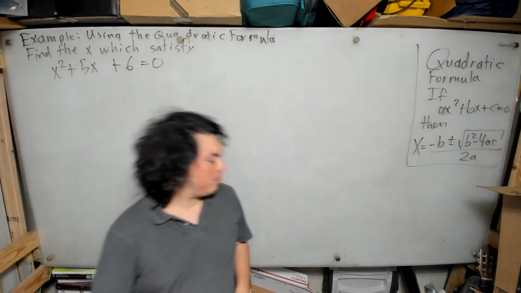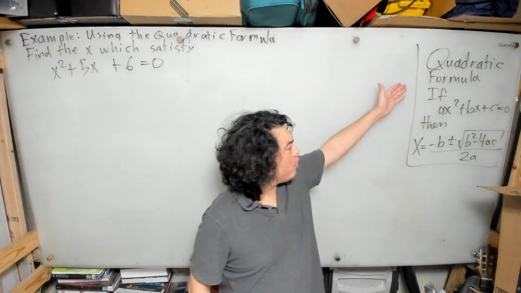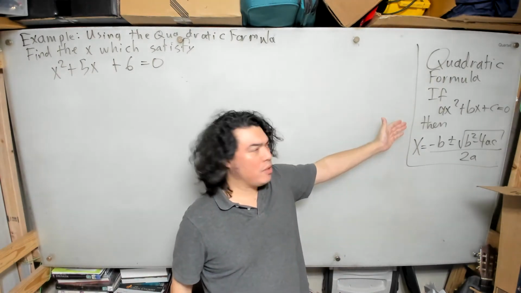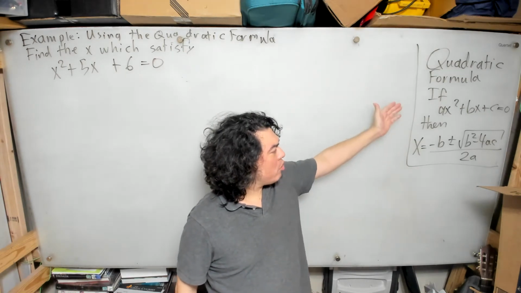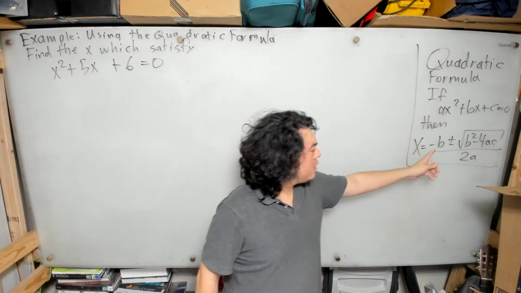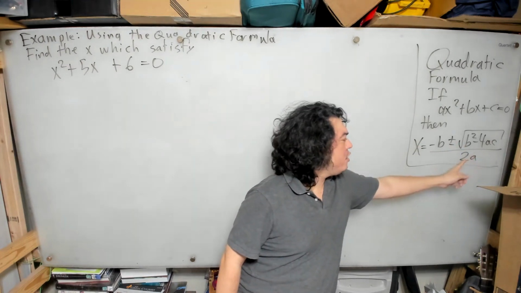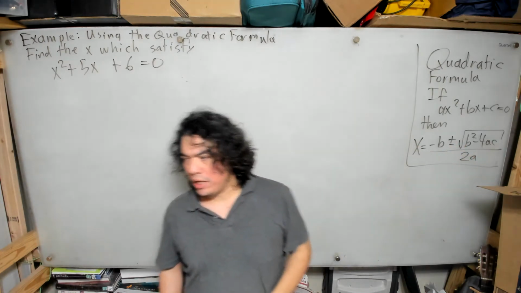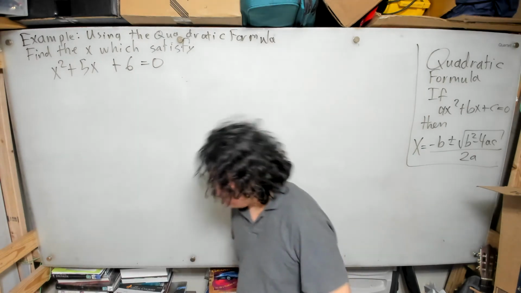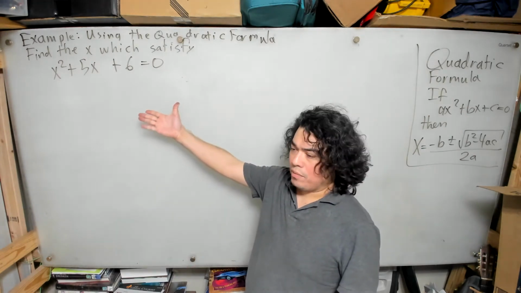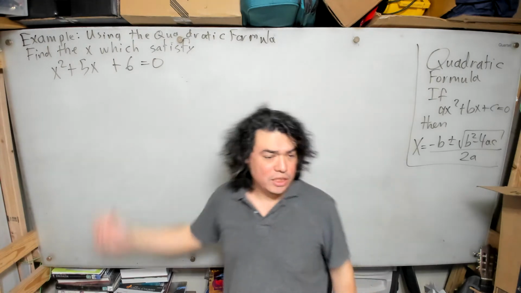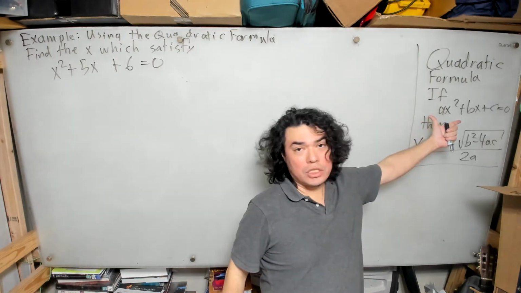Now, the quadratic formula says the following. If ax squared plus bx plus c equals 0, then x is equal to negative b plus or minus the square root of b squared minus 4ac, all over 2a. Okay, so now we're going to look at this equation here. We can see that it in fact matches the same form as this equation here.